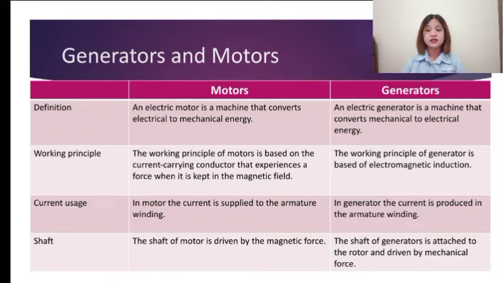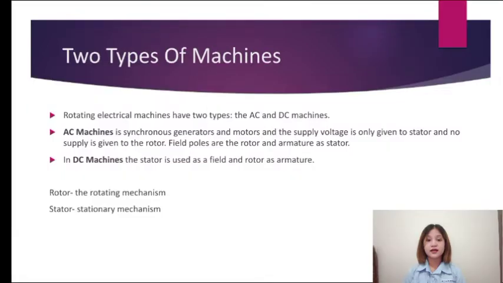In a motor, the force is generated between the armature and the field, while the shaft of a generator is attached to the rotor and driven by mechanical force. Rotating electrical machines have two types, the AC and DC machines. In AC machines, which are synchronous generators and motors, the supply voltage is only given to the stator and most supply is given to the rotor. Field poles are the rotor and the armature is the stator. While in DC machines, the stator is used as a field and the rotor as the armature. Take note that the rotor is the rotating mechanism, while the stator is the stationary mechanism.